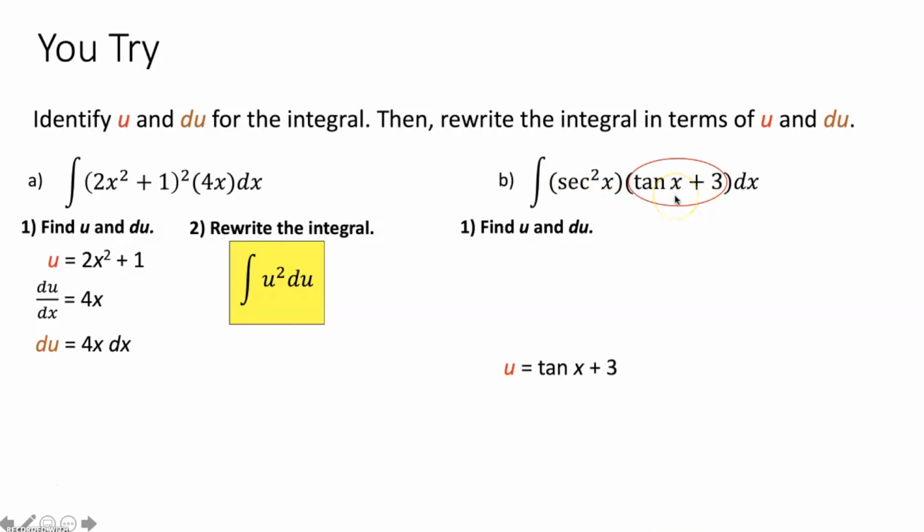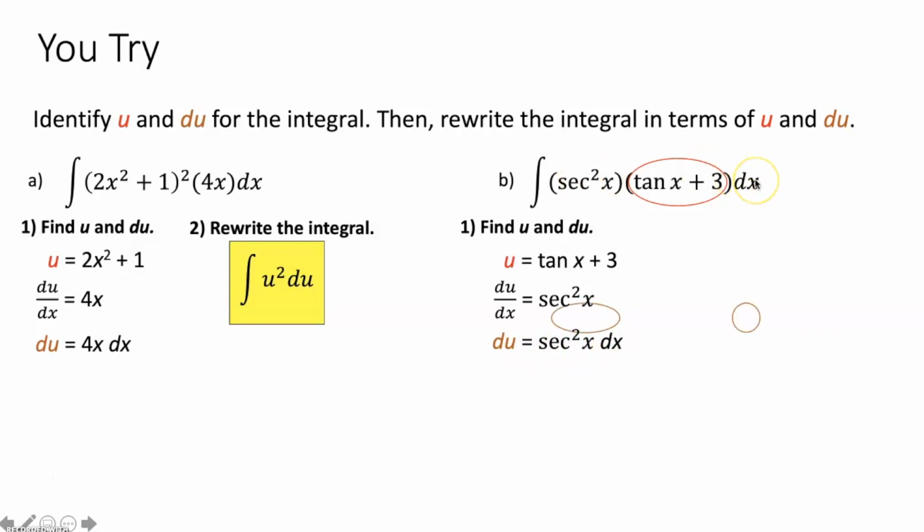Now the reason I include 3 is because when I take the derivative of this, the derivative of 3 turns into 0, and the derivative of tan x is that secant squared x. So if I were to find du, I just multiply both sides of this equation by dx. I get du is equal to secant squared x dx, which takes care of everything else in the problem. That's how you do this. You set u equal to the function that if you were to take the derivative of that, it takes care of everything else in the problem. So now I can rewrite my integral in terms of u and du.